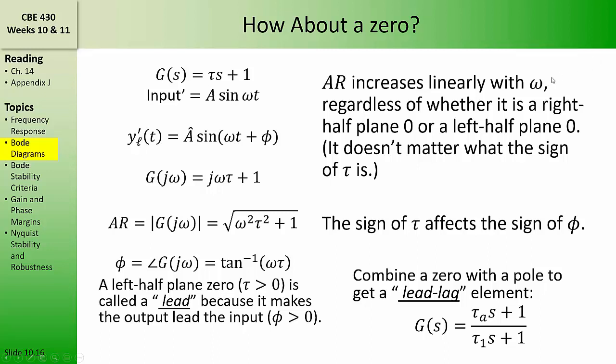As the frequency omega gets large, the amplitude ratio increases linearly with omega, regardless of whether it is a right half-plane zero or a left half-plane zero. That is, it doesn't matter what the sign of tau is. But the sign of tau does affect the sign of the phase angle. If we combine a left half-plane zero with a left half-plane pole, we have what we call a lead-lag element. Now you can understand why this is called a lead-lag element. The numerator term causes the output to lead the input, while the denominator term causes the output to lag the input.